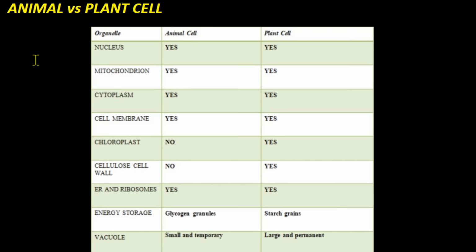Let's compare both types of cells. The nucleus is found in both animals and plants. Mitochondria, both. Cytoplasm, both. Cell membrane, both types of cells. The chloroplast is not found in an animal cell but only in plant cells. Same thing with the cellulose cell wall, not in an animal cell but is in a plant cell. The endoplasmic reticulum and the ribosomes are found in both. The energy storage in an animal cell is due to glycogen granules, but in a plant cell it is starch grains. And vacuoles are found in both, but in animal cells it is small and temporary. In plant cells they are large and permanent.